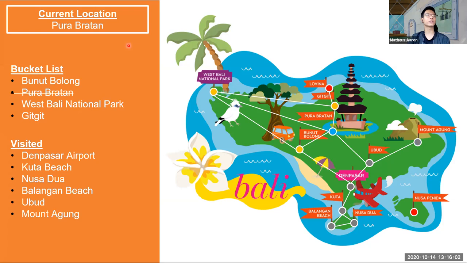I added that to my visit place. I'll take Pura Berantan. It has three neighbors again: Pulut Polong, West Bali National Park, and Git Git. But then Pulut Polong is already on my bucket list. I don't need to add that again.